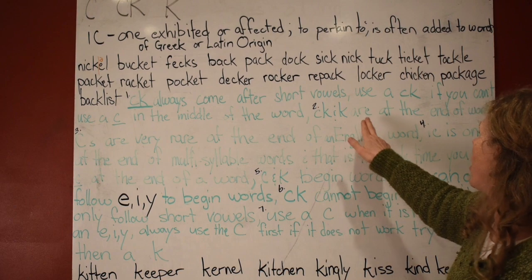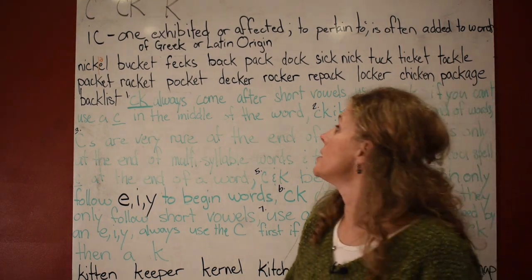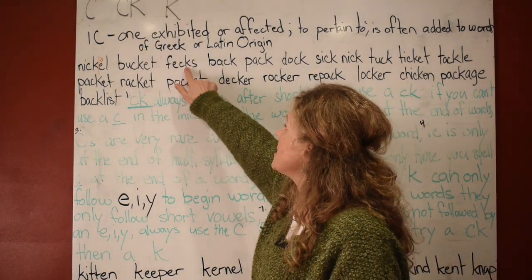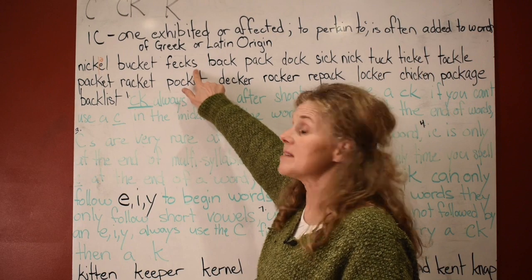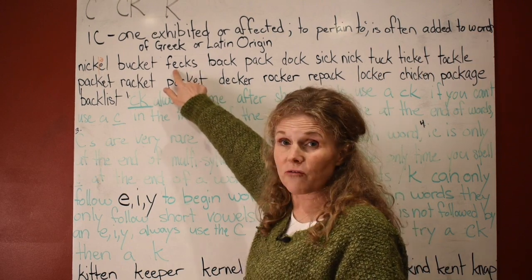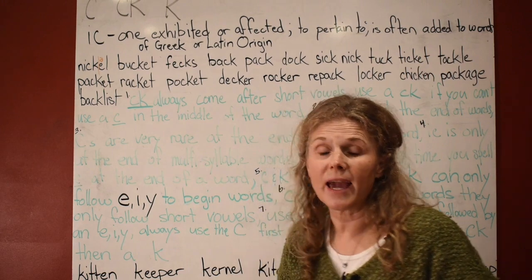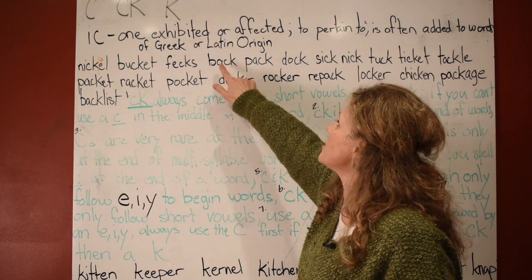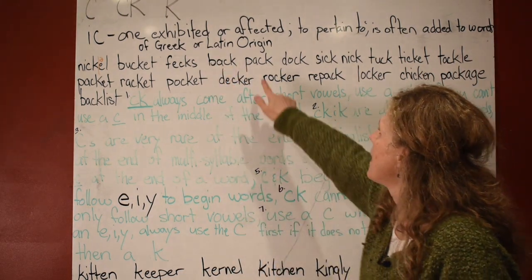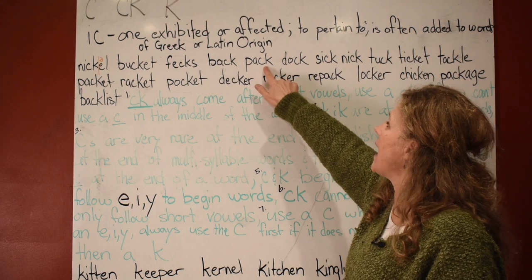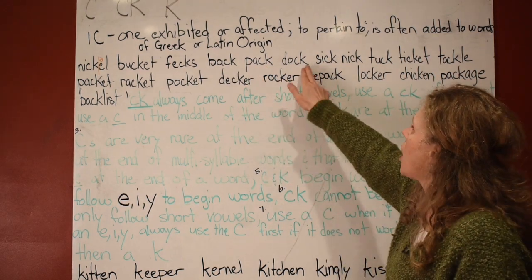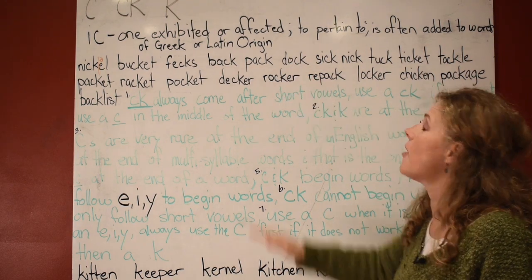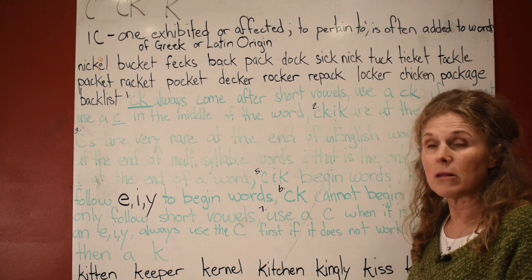CKs and Ks are at the end of words. So see, that's where you find the CKs and the Ks. This is actually at the end of a word because this is a suffix and this is a short vowel. And so that's why that CK is there. This is a CK at the very end of words. That's a short vowel. Back, pack, same rule. This is at the end of a word. That's a short vowel. Dock. This CK is at the end of a word because it follows a short vowel.